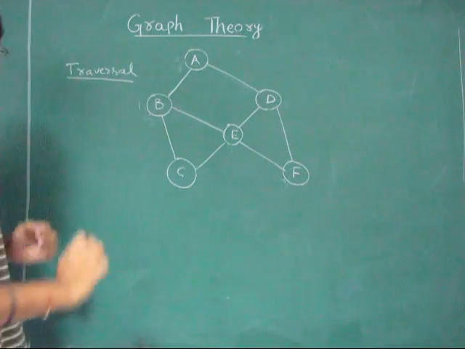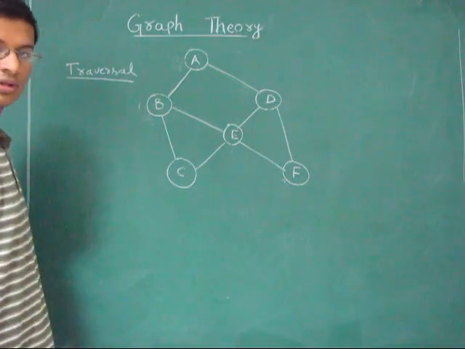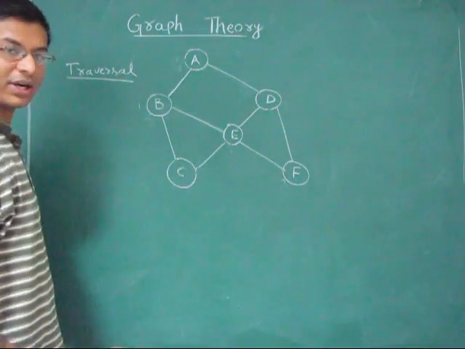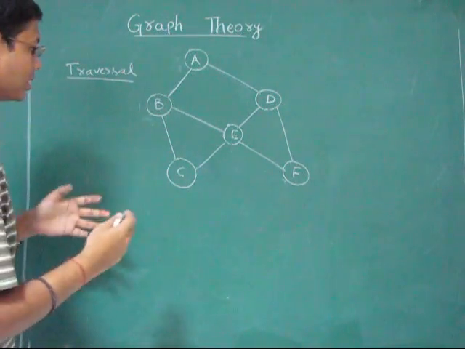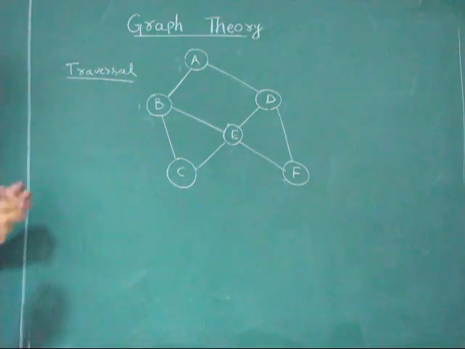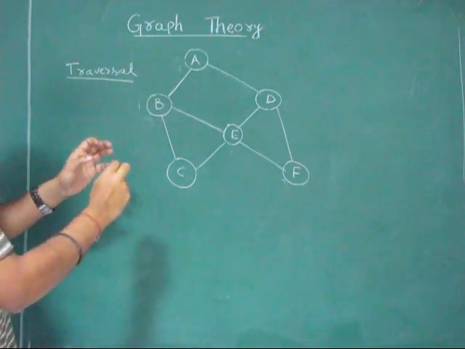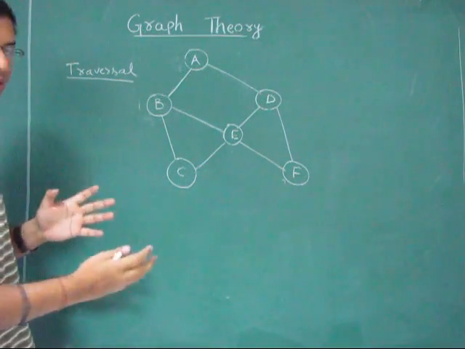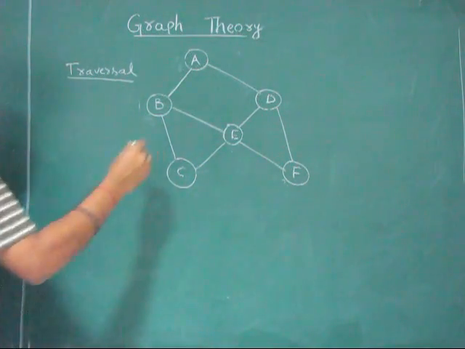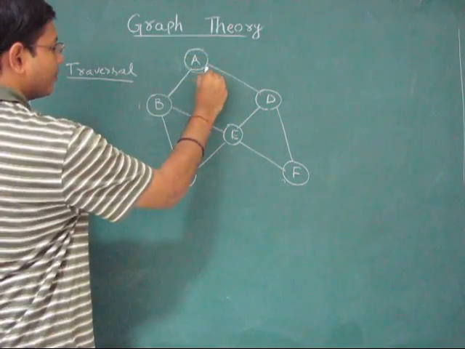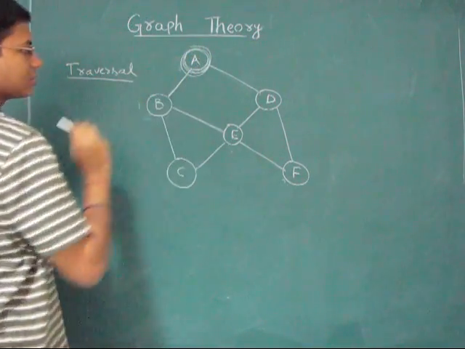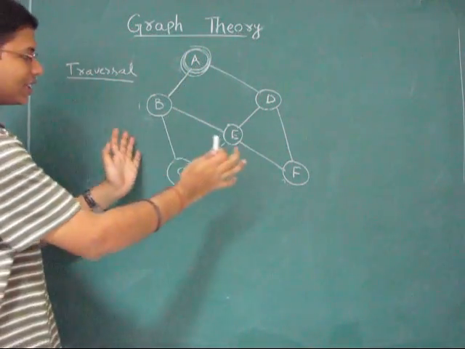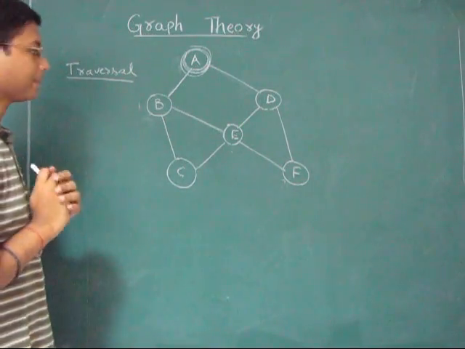So given a graph, I just want to traverse all the vertices once. What is the order in which we traverse? That is the only thing that is different between different types of traversals. Okay. So let's say we start from the vertex A. Starting from vertex A, I want to just traverse all the vertices of the graph.